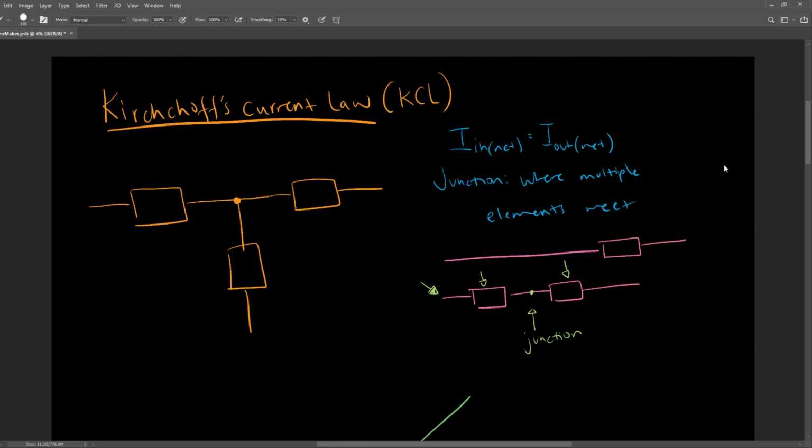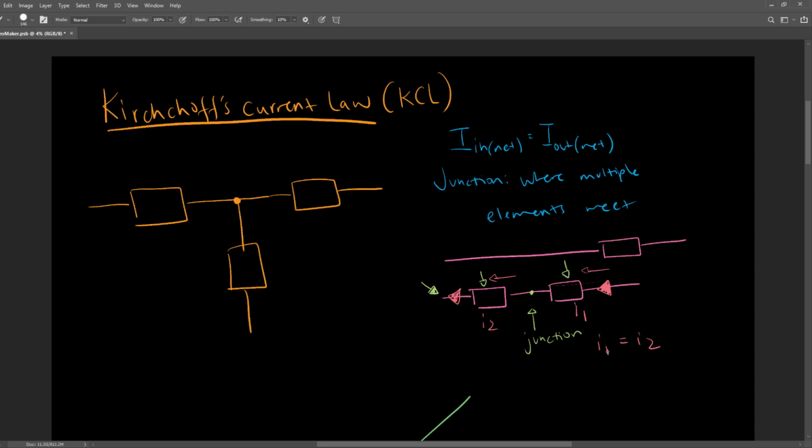All it's saying is that the current flowing in, so let's just draw some arrows. Let's imagine that this was the arrow going in this direction, and there's another current flowing that direction. These are just arbitrarily assigned. I could have easily made the arrows point at each other or in opposite directions. Let's say the current flowing through here is current 1, and the current flowing this direction is current 2. All it's saying is that current going in, I1, is equal to current going out, which is I2.